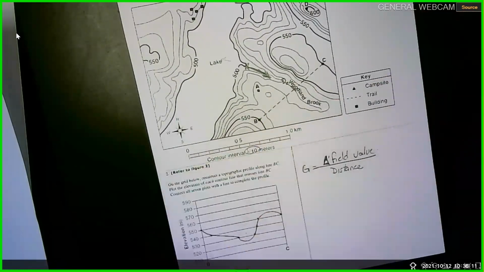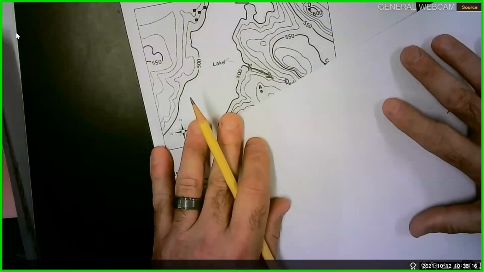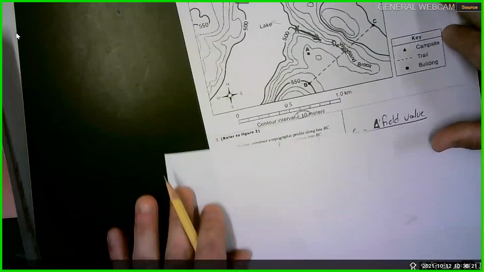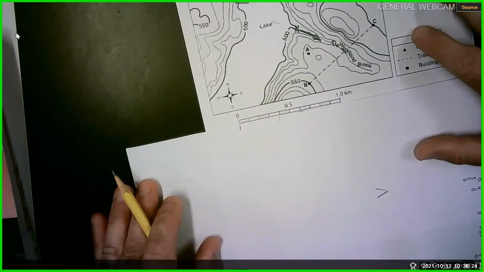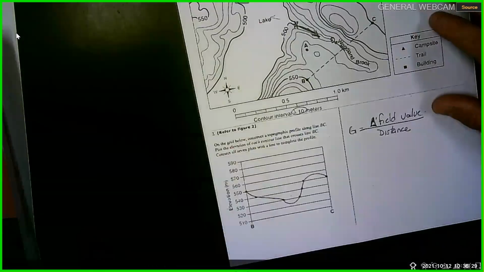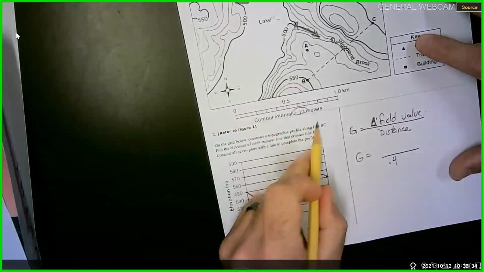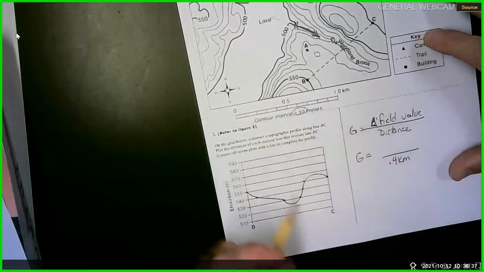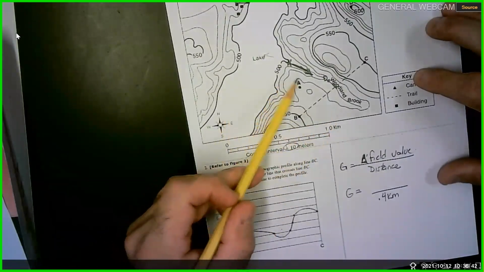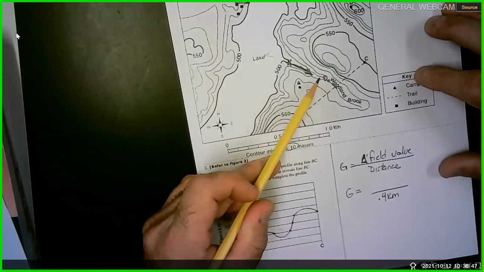All right. So the first thing I have to do is I can find my distance from one to the other. All I have to do is put my white piece of paper again here, and I mark D and I mark C, and I put it here. And it looks like it's 0.4. So G equals, and this is going to be 0.4, and that's kilometers, sorry, kilometers. And my elevation change from this is going to be what?